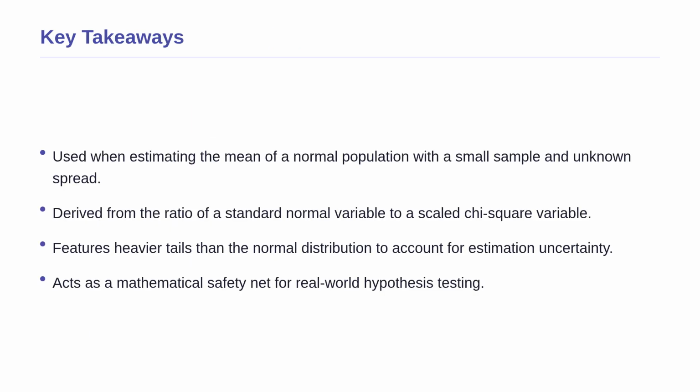We have covered a lot of ground today, so let us summarize the most important ideas. First, the t distribution is your go-to tool when estimating the mean of a normally distributed population using a small sample where the true spread is unknown. Second, mathematically, it is derived from the ratio of a standard normal variable to a chi-square variable. Third, because it relies on limited data, it features heavier tails than the standard normal distribution. This unique shape makes it a more conservative, honest, and accurate tool.